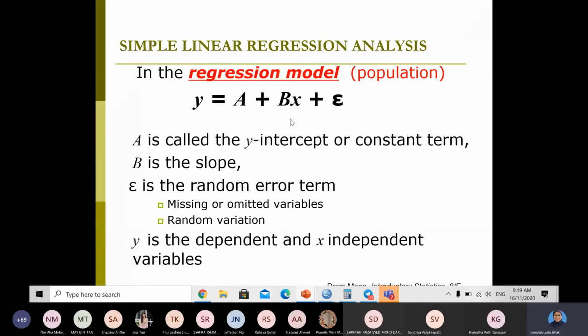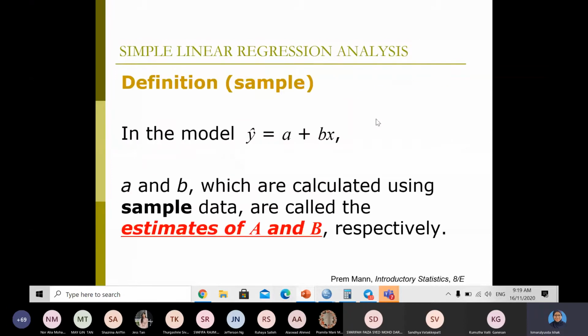So what we want to look at is the b value, because it is the slope. In the model, y hat, you take a sample to infer for the population. So the sample equation is y hat equal to small a plus bx. A and b, which are calculated using sample data, are called the estimates of capital A and capital B respectively.